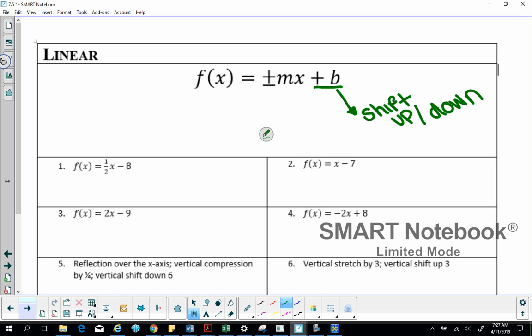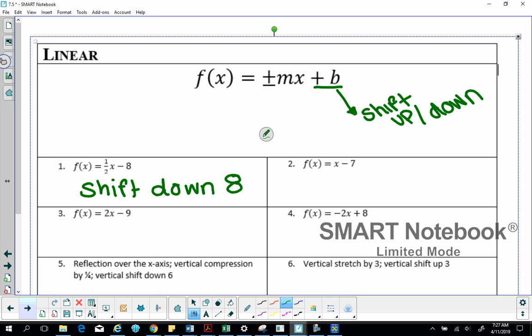So what would this one be? I only want you paying attention to the constant. What would this shift be? Good. Shift down 8. What about this one? Good. Down 7. This one? Down how many? Good. This one? Beautiful.